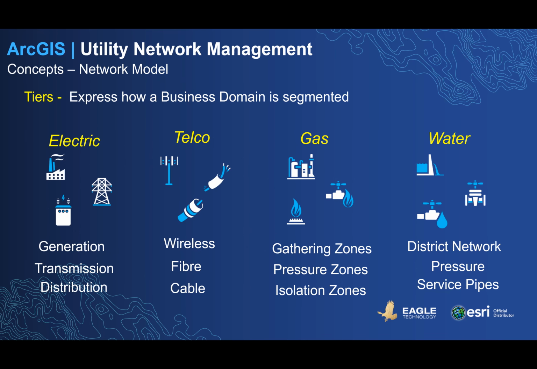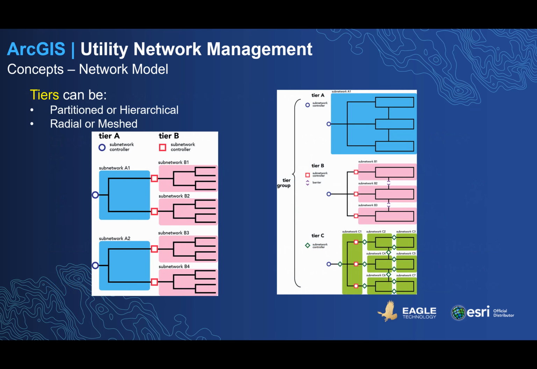Tiers are a way to logically represent your network in segments. Tiers can be managed separately or grouped together, but they are able to interact with each other. Tiers are named and can also be grouped. Partition networks could be operationally separate, but logically connected. For instance, an electric utility might want to have their high voltage or distribution network partitioned from the low voltage network, but still be able to propagate traces upstream or downstream through both tiers.